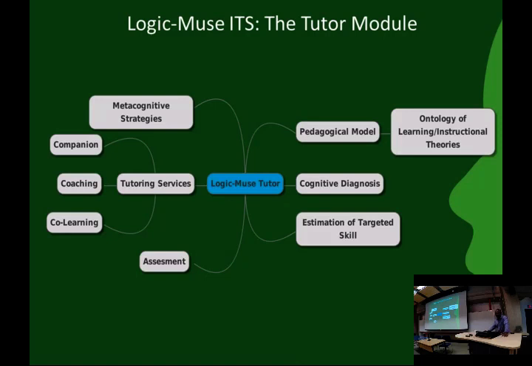So we should implement some metacognitive rules to support this kind of interaction when some errors arise during reasoning. But we also want to explore many forms of tutoring service to provide to the learners. For example, if the learner needs a companion, someone who will be with him or her during the learning, we'll go with a companion or a coaching system. Or maybe a co-learner, meaning that we'll set the system so that the virtual tutor will also be a learner, learning together with the human learner.